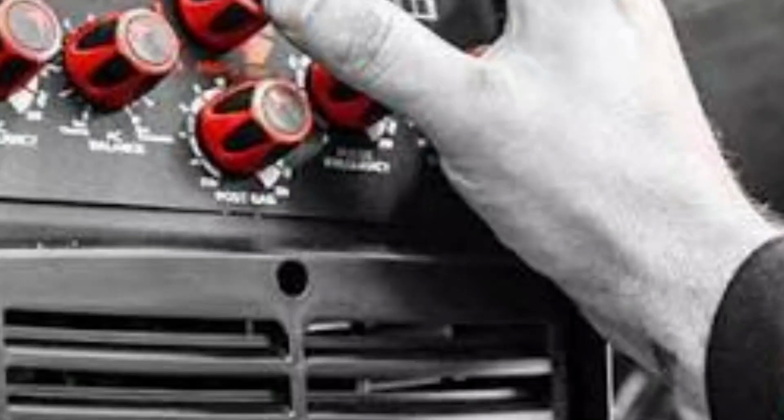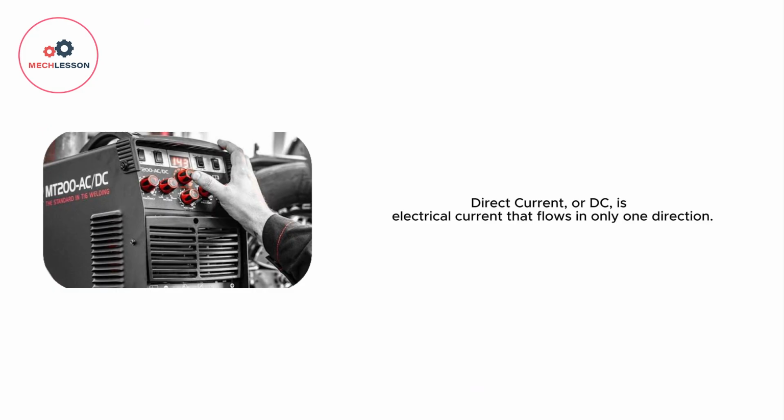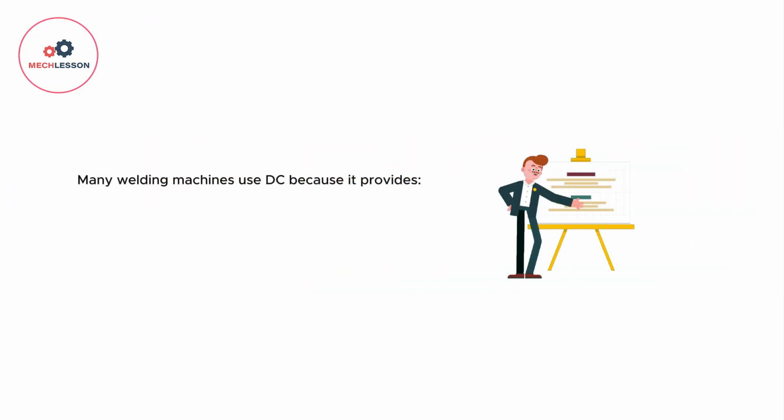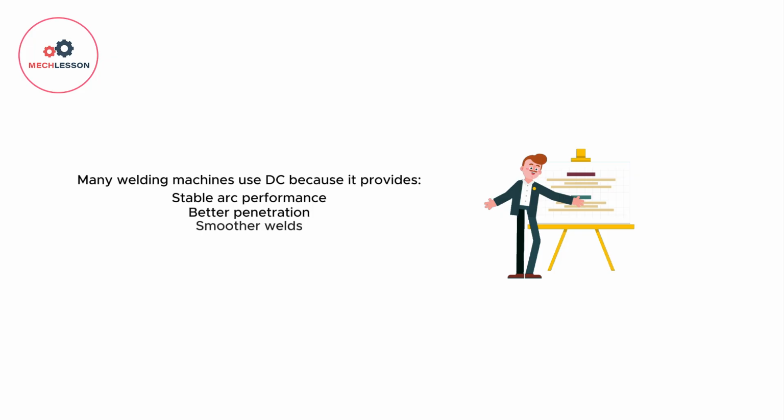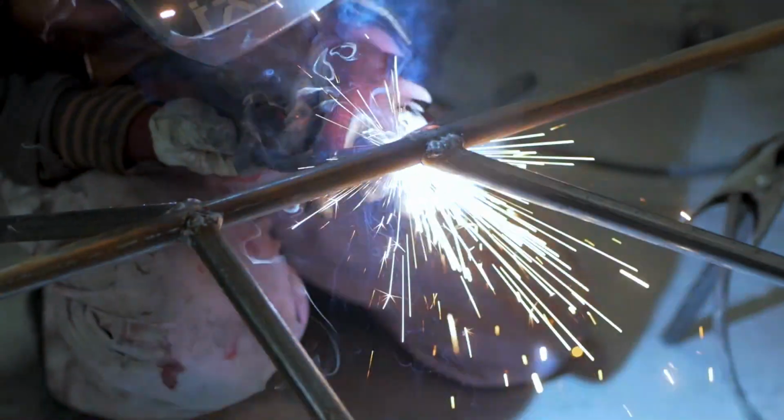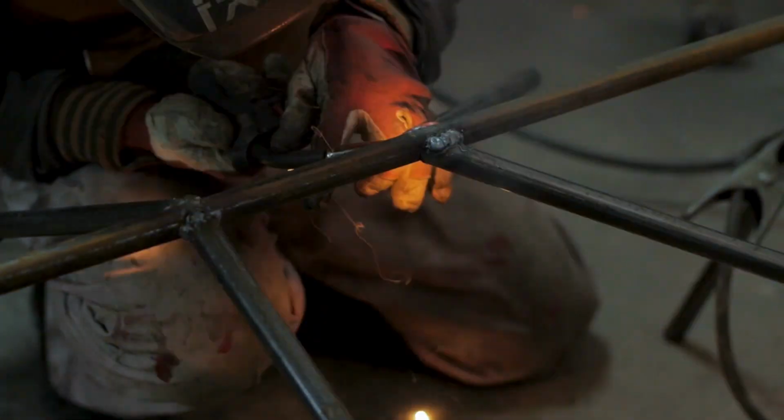3. Direct current, or DC. Direct current, or DC, is electrical current that flows in only one direction. Many welding machines use DC because it provides stable arc performance, better penetration, smoother welds, and easier arc starting. DC is especially popular in stick welding and TIG welding applications.